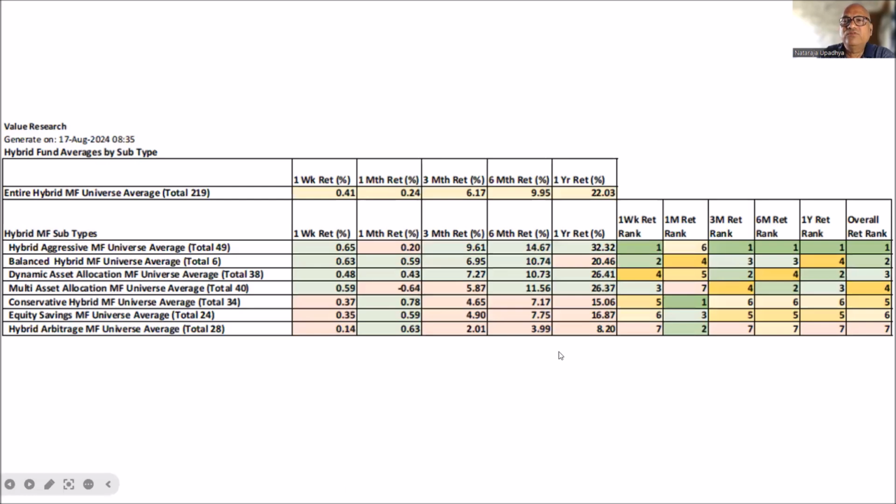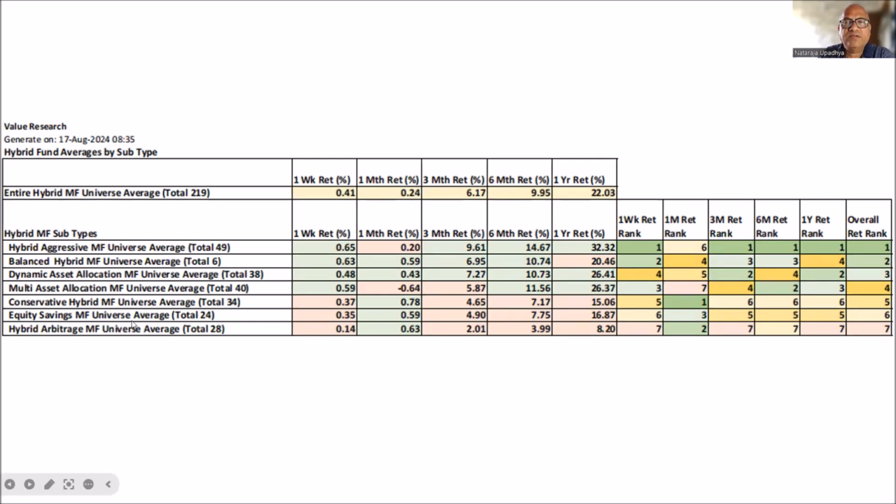So with this, we are moving now to the performance summary of the hybrid funds. The entire hybrid mutual fund universe has 219 hybrid funds with a weekly return of 0.41, monthly return of 0.24, 3-month return of 6.17, 6-month return of 9.95, and 1-year return of 22.03%.